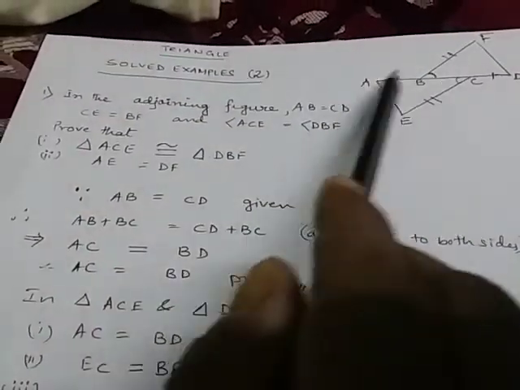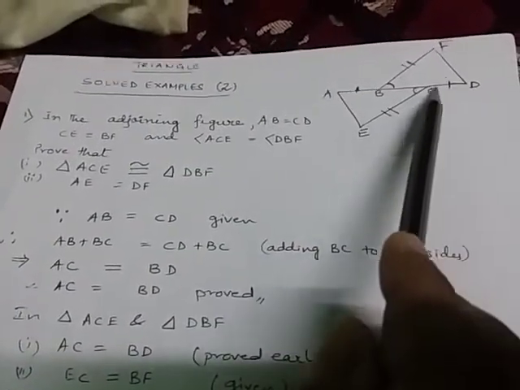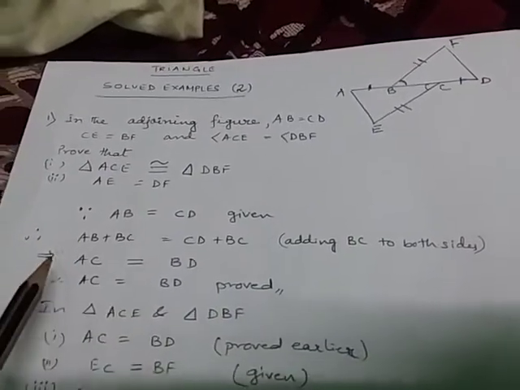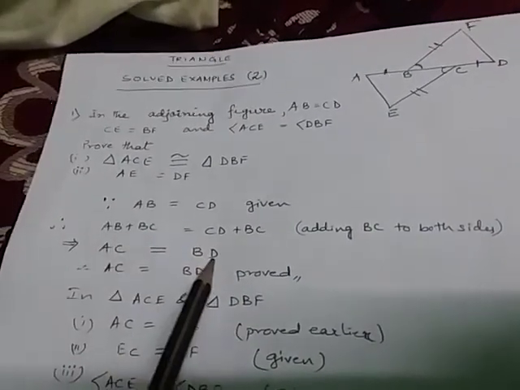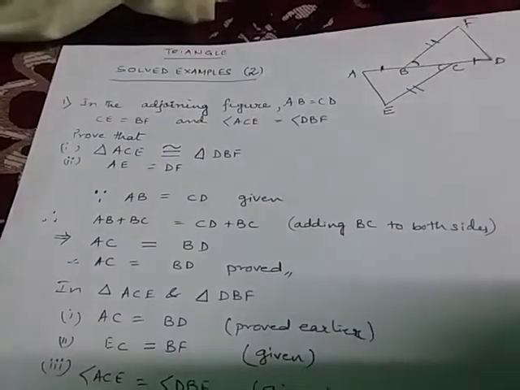Since AB is equal to CD, given, we can write AB plus BC and CD plus BC, adding BC to both sides. We can get AC is equal to BD. This is the proof that AC is equal to BD.